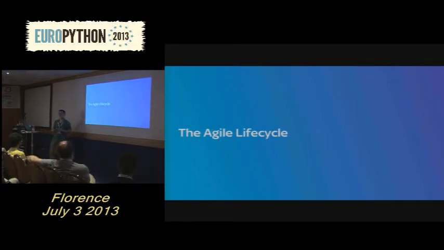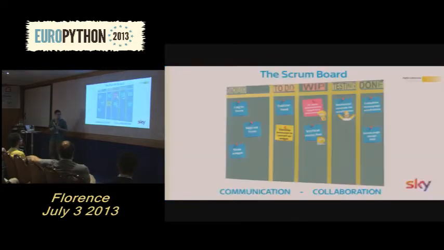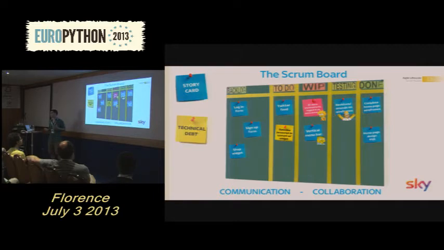So let me introduce you to the typical Agile Lifecycle. Central to the team will be the Scrum Board. Now this is like a whiteboard or a pin board, and this will be the key point of communication between the team. Using this, the whole team will be able to see the status of the project, and they'll be able to see what all the members are working on at any particular time.